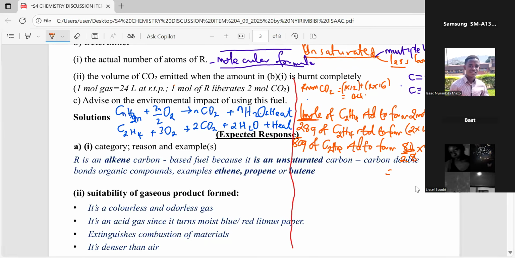What is the answer? Let's give that you do the calculations. 251.4 grams of carbon dioxide.